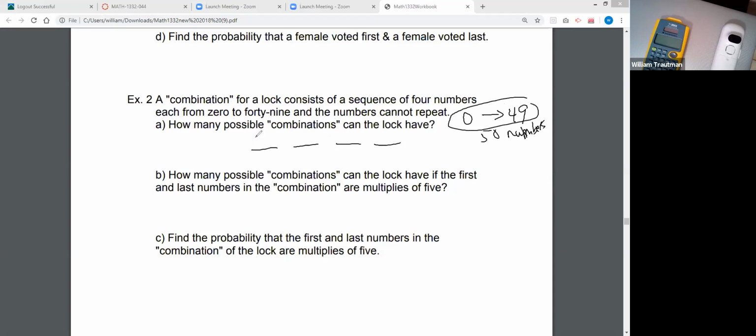Well, the combination lock consists of a sequence of four numbers, each from 0 to 49, and the numbers cannot repeat. That's important. They cannot repeat. In other words, there are 50 numbers I can put in the first spot, 0 through 49. It can't repeat the number. Let's say I pick 0. I can't repeat that number. So there are only 49 numbers left here. And then there are 48 numbers because I can't repeat any of those numbers. And then there are 47. So this is the possible outcomes. 50 times 49 times 48 times 47.